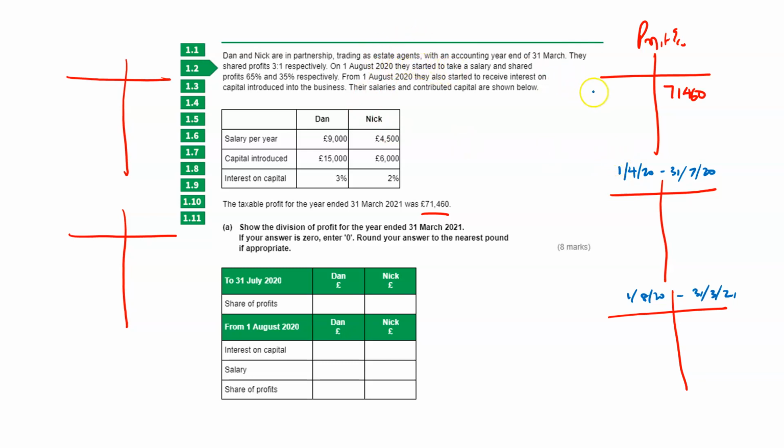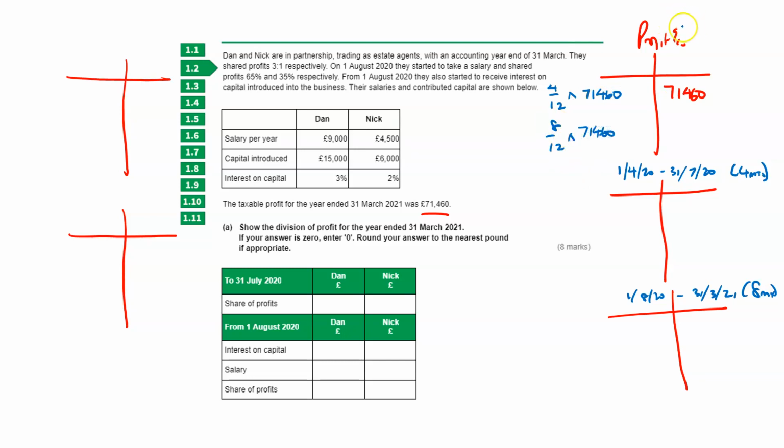So the first thing we need to do, of course, is to split this profit here into two parts. And there's 4 months here, isn't there? This is 4 months. And this is 8 months. So task 1, I'm going to say 4 over 12 times 71,460, right? And that's 8 over 12 times 71,460.